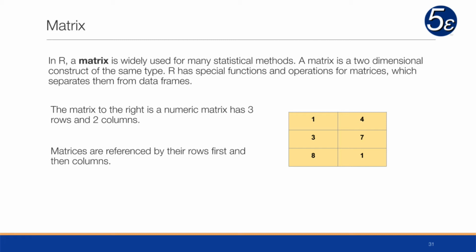The reason this is important is because R has some special functions and operations specifically designed for matrices, such as matrix multiplication. Here we have an example to the right of a matrix that has 3 rows and 2 columns. You'll notice it has 1 and 4 in the first row, 3 and 7 in the second row, 8 and 1 in the third row. When we define and reference a matrix, we will do so by rows first and then columns.